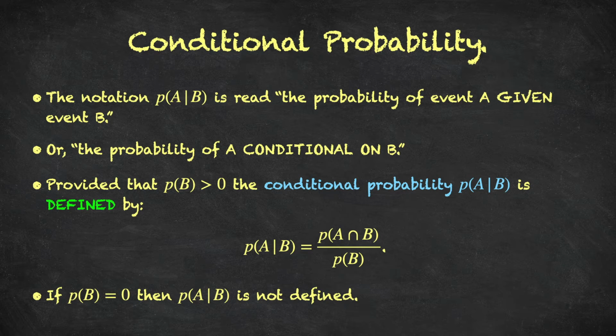Notice that this is a definition of what we mean by a conditional probability. So when we write P of A given B, what we mean is that it's the same as the probability of A intersected with B divided by the probability of B. So this is not an equation that we need to prove. It's a definition that we're going to work with.